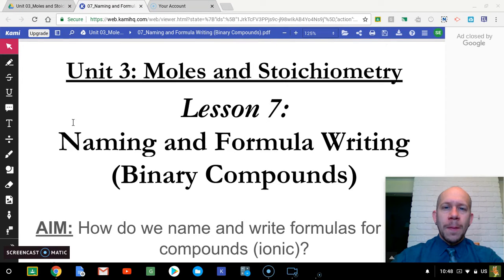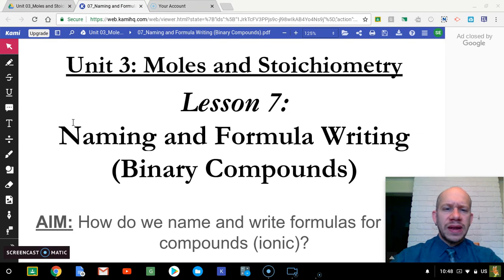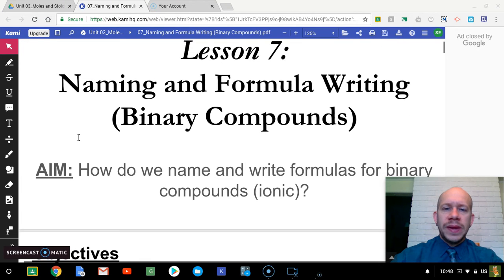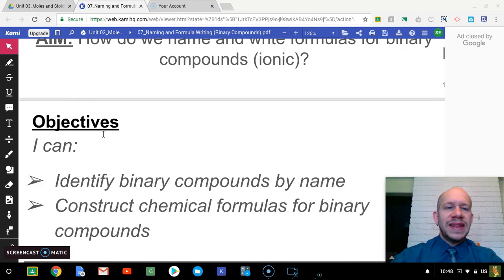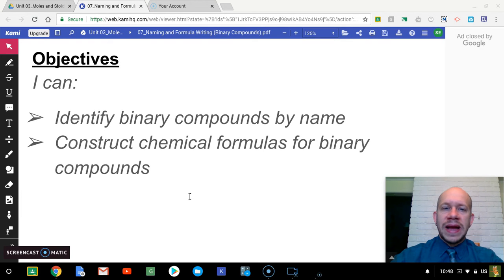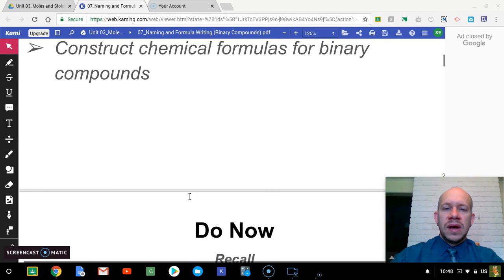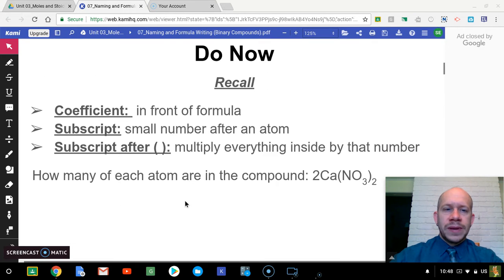This is Unit 3, Moles and Stoichiometry, Lesson 7, Naming and Formula Writing for Binary Compounds. How do we name and write formulas for binary compounds? By the end of this video, you will be able to identify binary compounds by name, and you will be able to construct chemical formulas for binary compounds. So review due now.